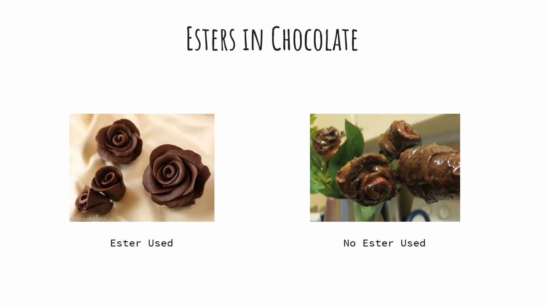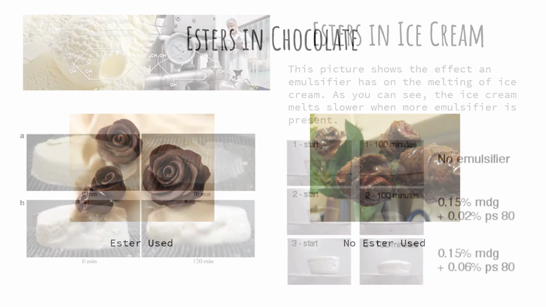Esters also help prevent crystallization of cocoa butter or sugar, they improve the smoothness of the chocolate, and they improve heat resistance to avoid oil from separating. They also improve taste because they weaken the strong bitter taste of chocolate.